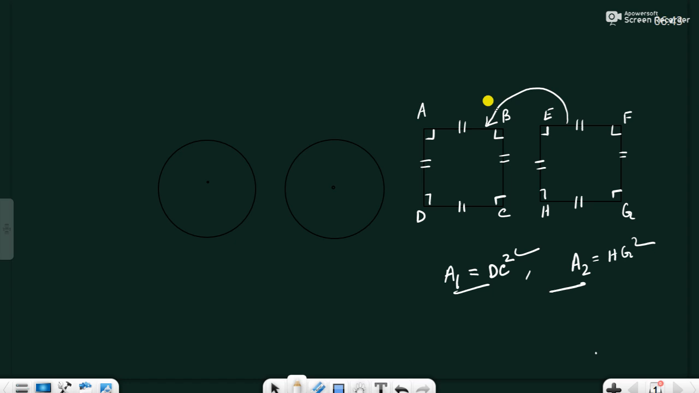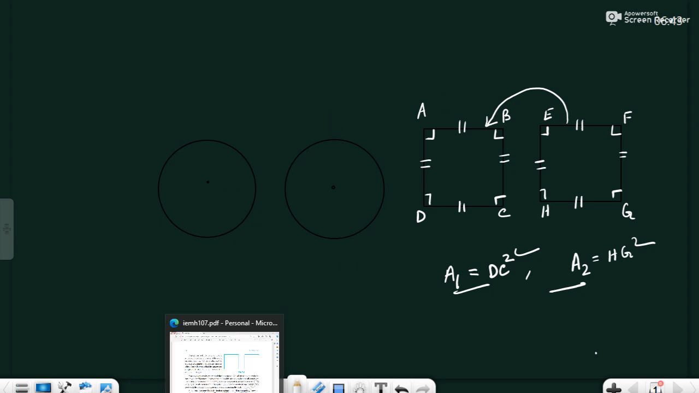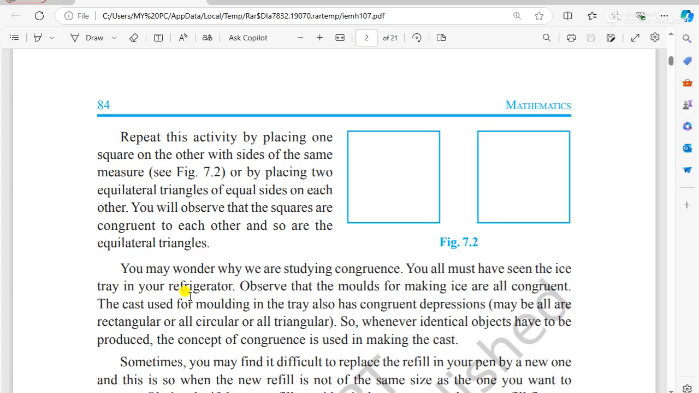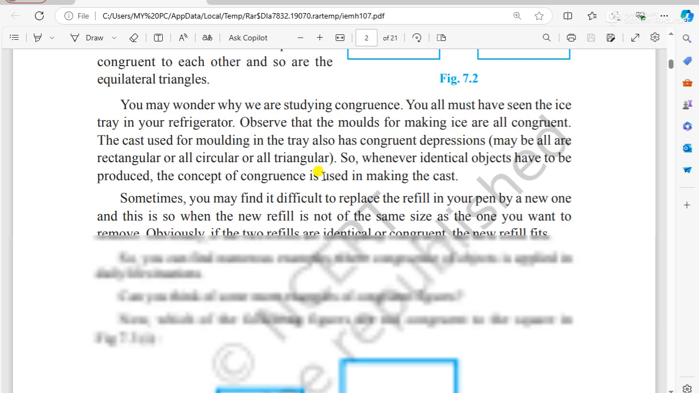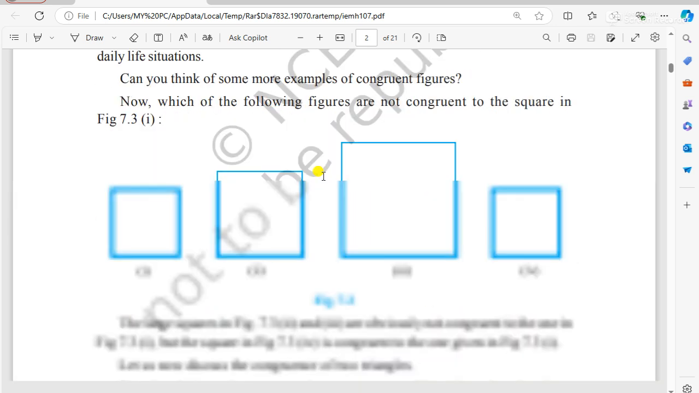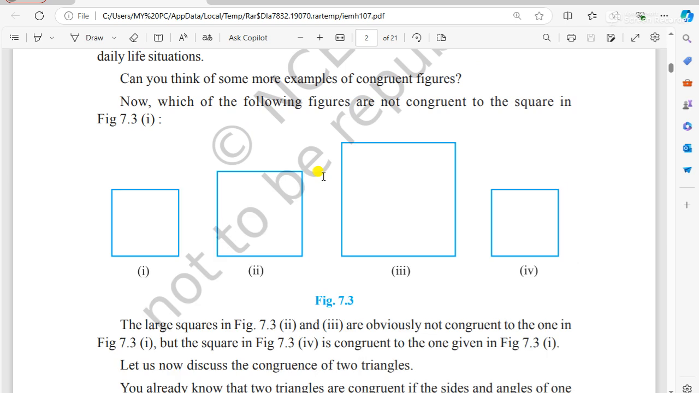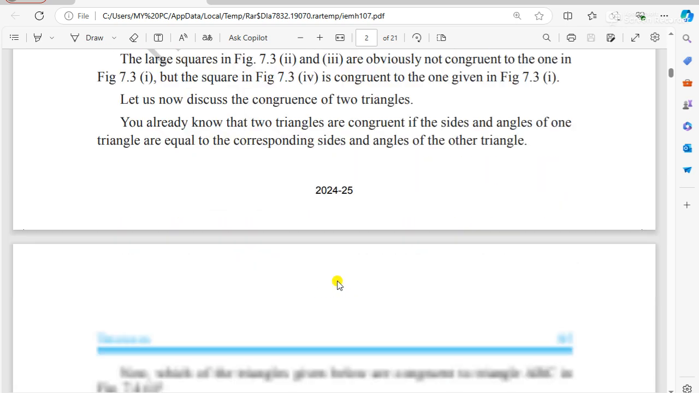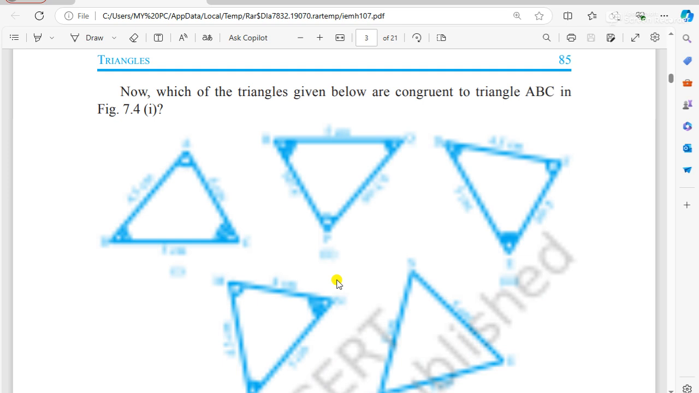And in one line we can say that congruent means they are equal in all respects. That is the meaning of congruency, right? That means their corresponding sides are equal, their corresponding angles are equal, and the areas will also be equal. That is the meaning of congruency. Now we will take other examples like this one.